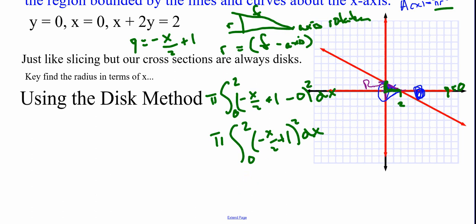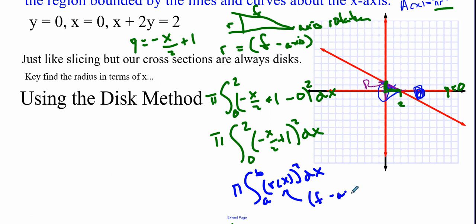So how do you find the volume when you're rotating, where cross sections are going to be circles? We take pi times the integral from a to b of r of x, that quantity squared, dx, and that's where we get our value. How do we find r of x? That is going to be the distance from the function to the axis of rotation.